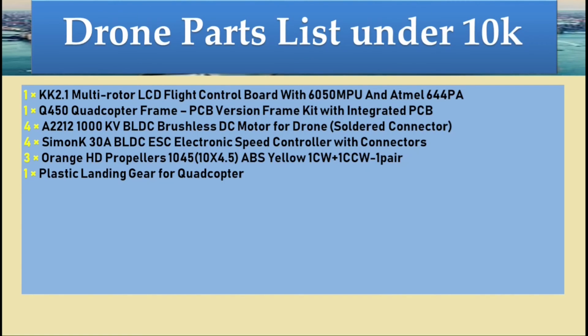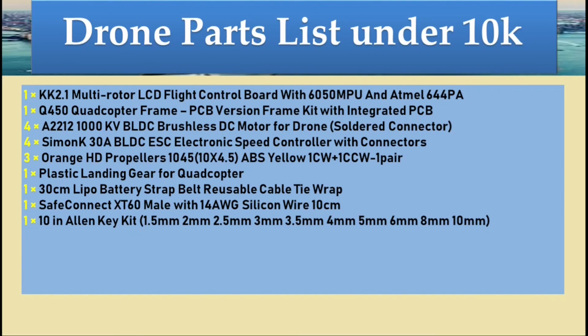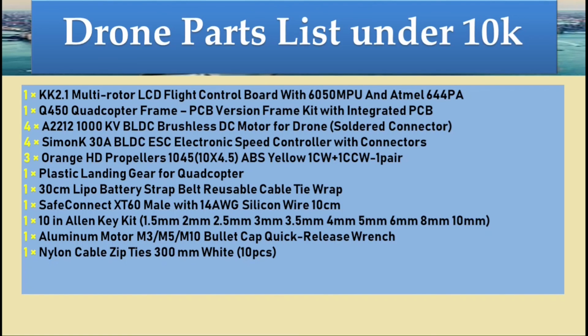Next is plastic landing gear for quadcopter. Next is lipo battery strap. This is used to tie the battery on the drone. Next is Safe Connect XC60 male connectors with silicone wires, as you see in power distribution cables. Next is a 10 in 1 Allen key kit. These Allen keys you can use to assemble your drone. Aluminium motor M3, M5 and M4. Bullet caps quick release wrench. We need one to open or tighten the bullet caps on motors. Nylon cable ties, 300 mm, 10 pieces, to tie over wires.